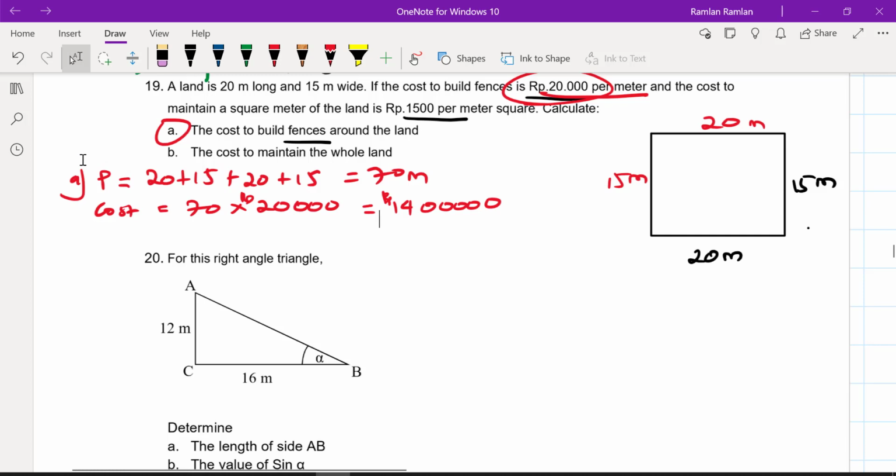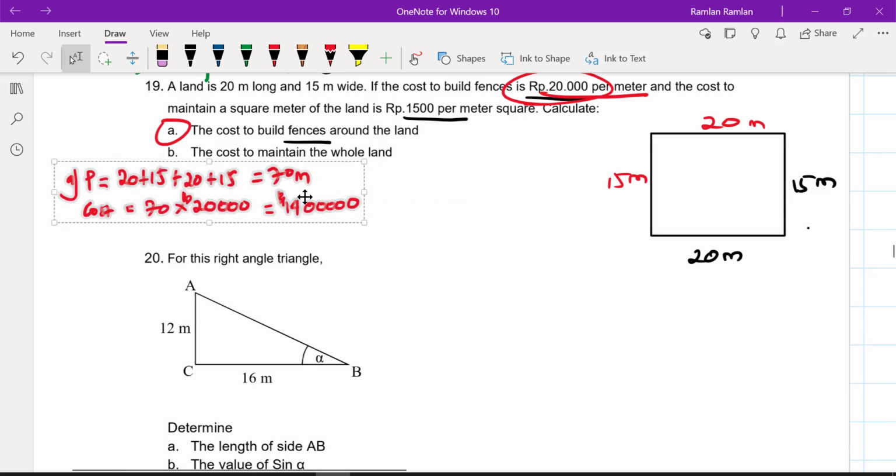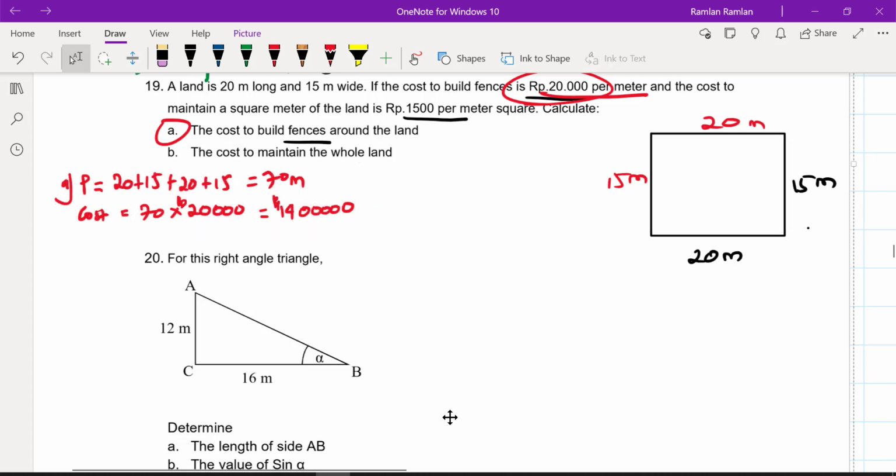Okay, the next one is the cost to maintain the whole land. In here, the concept for this question is going to be area, because it said that the cost to maintain a square meter of the land is per meter square. Then again, guys, when we have a square unit, it means that it is going to be the area. So we're going to find the area first. Okay, so for question B, find the area.